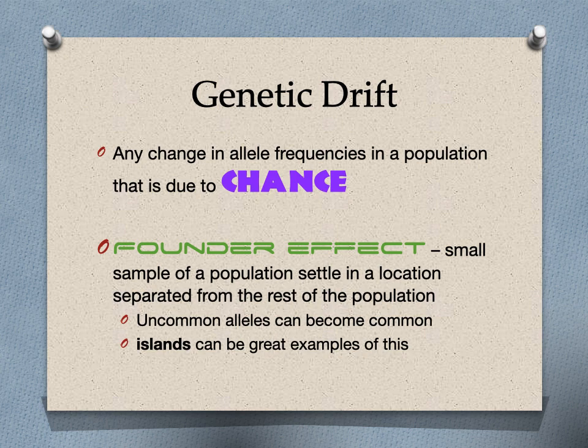One example of this is the founder effect, where a small sample of a population settled in a location separated from the rest of the population, meaning that an uncommon allele can become common. Islands are great examples of this, and we'll come back to this and touch upon the founder effect when we talk more about Darwin and his finches.